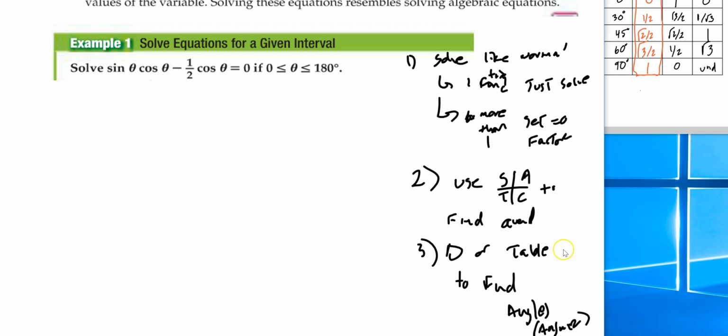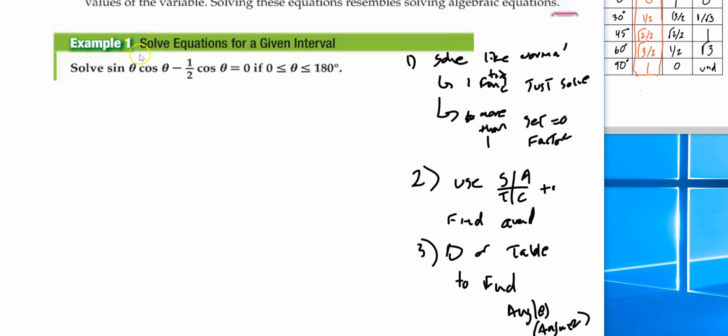So that's the process. 1, we're going to solve like normal. If you have one function, just solve for it. If you have more than one, like I have here, I have 2, I've got to factor, set equal to 0, or set equal to 0 and factor. Then we're going to use All Students Take Calculus to find what quadrants we want to talk about. And then once we do, use a triangle or the table to find the actual answer.